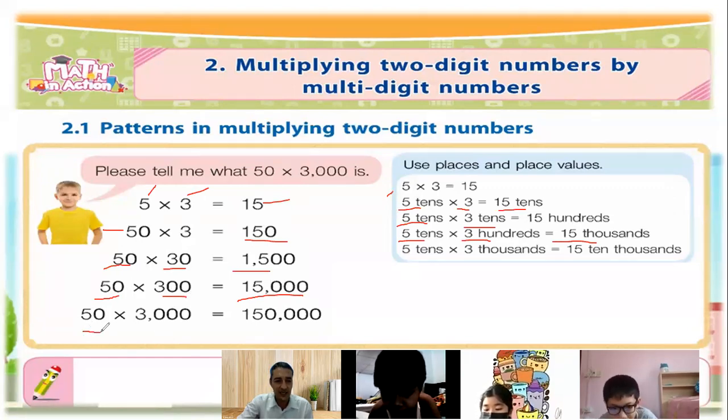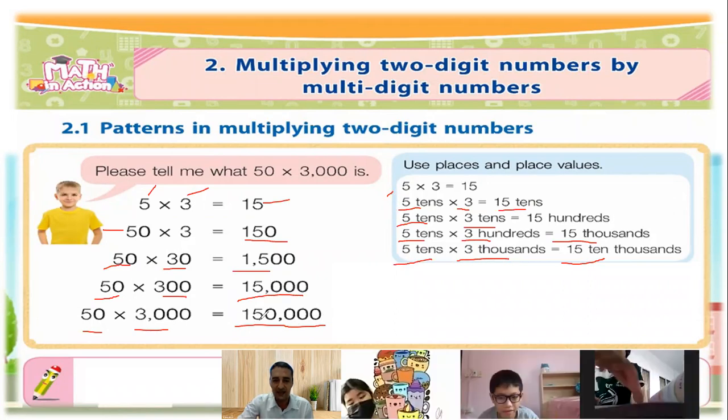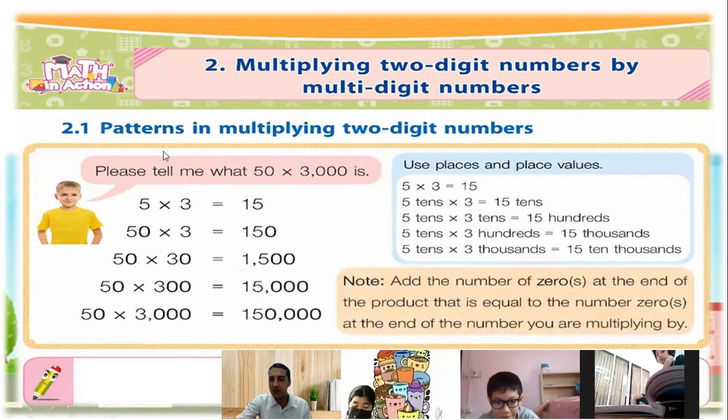Now the last one, 5 tens multiplied by 3,000. You can see here 5 tens we multiply by 3,000. So total we will have how many thousands? 15 10,000s. So you can see here 15 10,000s. That is the answer. Or you can say 150,000.